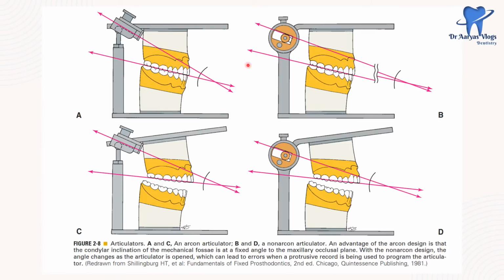But in the case of a non-arc-on articulator, when the articulator is opened, the angle changes. See, this is the angle we get if the articulator is closed. But this is the angle in a non-arc-on articulator when it is open. So the angle changes when the articulator is open. It can lead to errors when a protrusive record is being used to program the articulator. So these are the differences between arc-on and non-arc-on articulators.